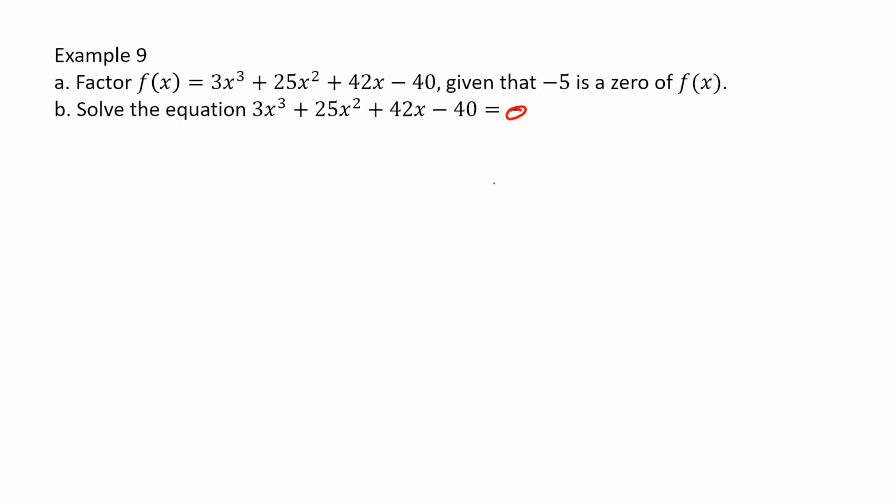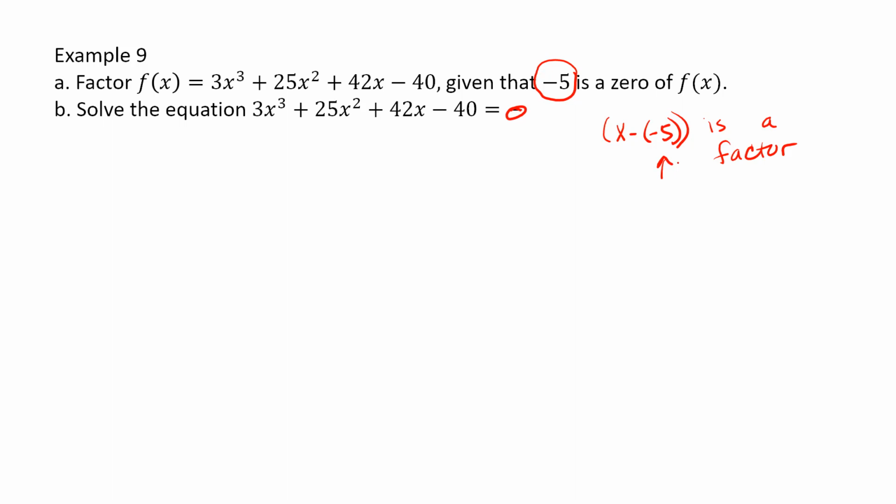So thankfully, they have told me one piece of information, that negative 5 is a 0 of this function. If negative 5 is a 0 of this function, that means that x minus negative 5 is a factor by the factor theorem. Therefore, when I divide this function by x minus negative 5, or x plus 5, whatever's left over is going to be the other factor that will go with this.